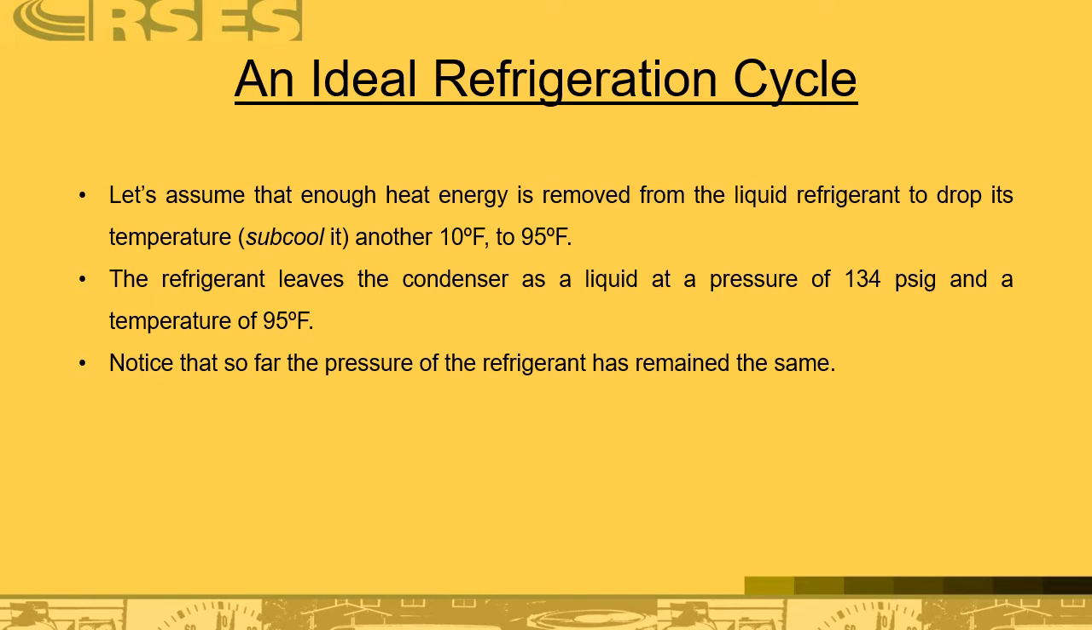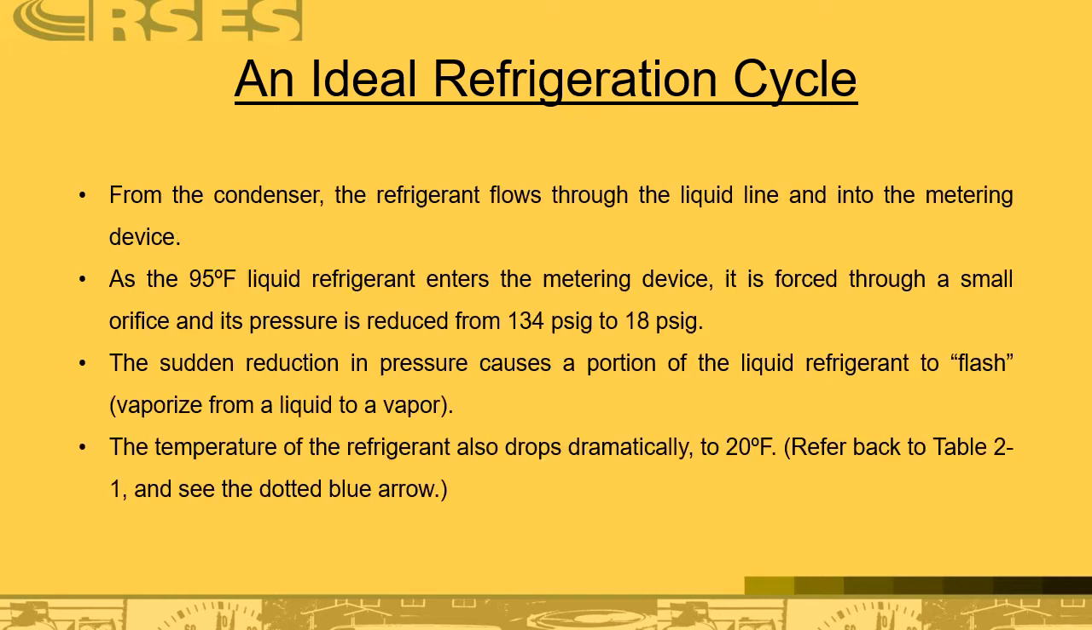Let's assume that enough heat energy is removed from the liquid refrigerant to drop its temperature, or subcool it, another 10 degrees to 95 degrees Fahrenheit. The refrigerant leaving the condenser as a liquid is at a pressure of 134 psig and a temperature of 95 degrees Fahrenheit. Note so far that the pressure of the refrigerant has remained the same.